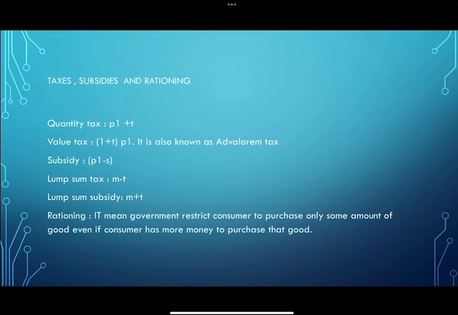For example, if the consumer has the money to purchase 20 units of good one, but the government restricted them to purchase only 10 units, then the consumer has to purchase only 10 units, not beyond that. That is called rationing. For example, ration rice, ration shop, getting rice from a ration shop. That is the example for rationing.